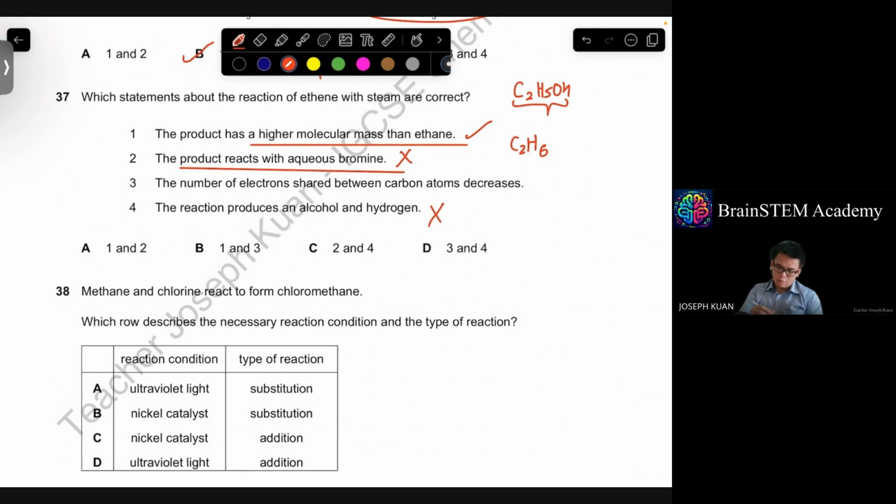Oh, I see it now. Between carbon atoms, that's correct. Because the number of electrons shared between carbon atoms does change. It went from a double bond, which has 4 electrons in the middle, to a single bond, which has only 2 electrons in the middle. So 1 and 3 is the best answer here.